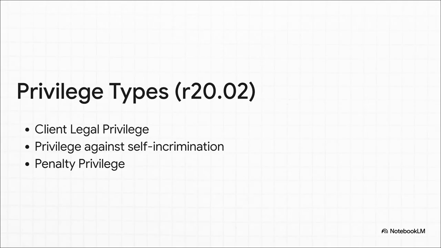Next up, we have privilege. Now, Rule 20.02 makes it really clear, an order for discovery does not require you to produce a privileged document. For your exam, you have to know the big three: client legal privilege, the privilege against self-incrimination, and penalty privilege. They're all protected under Rule 20.02.